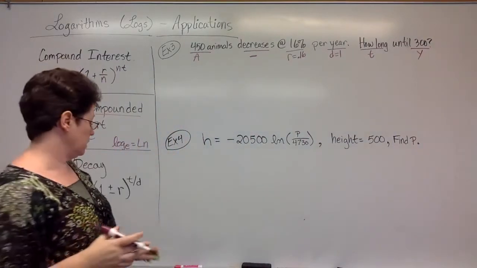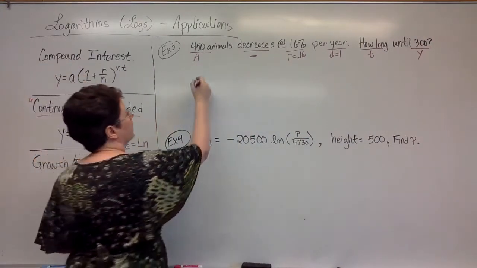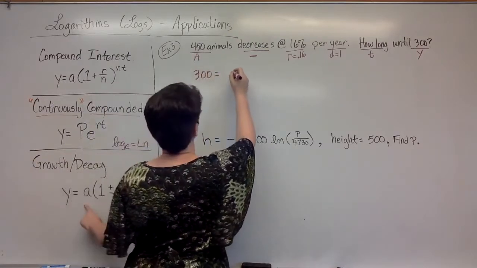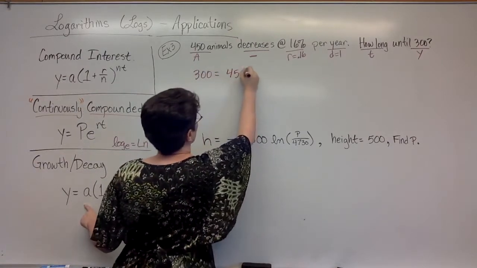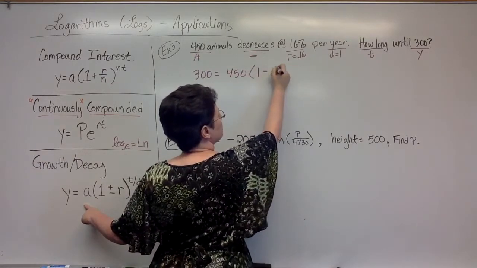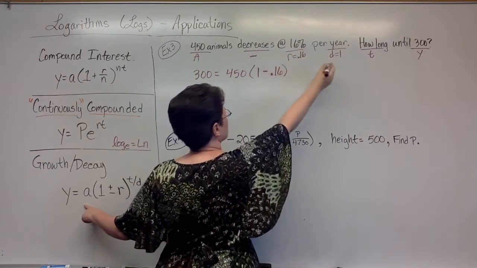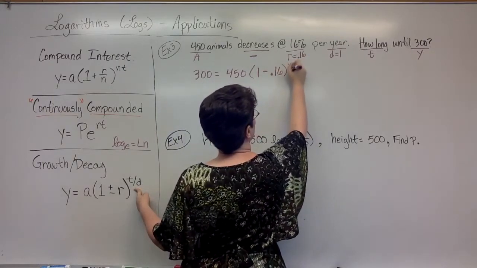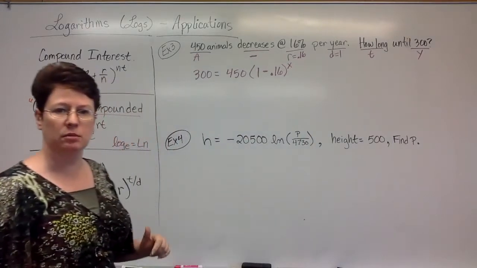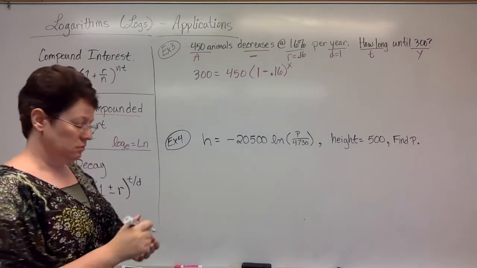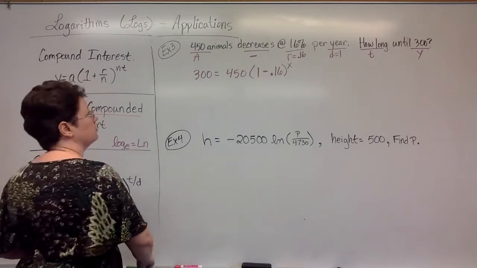So let's plug it all in. So I have Y, 300, equals A, 450, parentheses, 1 minus, because it's decreasing, 0.16, to the what? T power. T divided by D, well, we're just going to put in X, because my T's kind of blended. Well, that doesn't look too bad, does it? Okay, let's see what we're going to do.